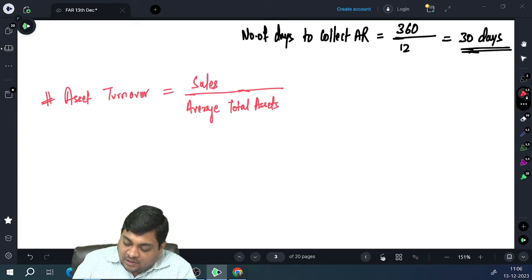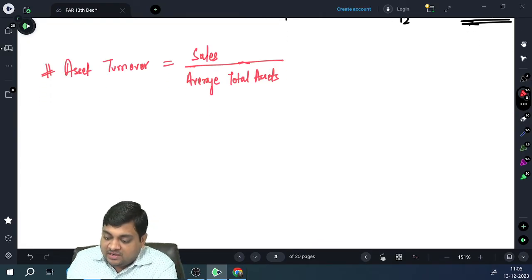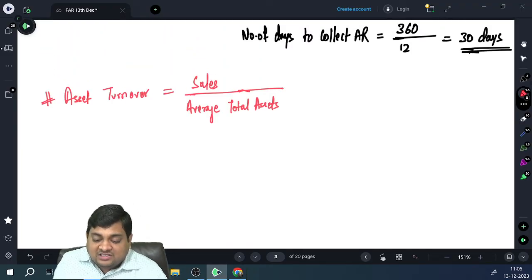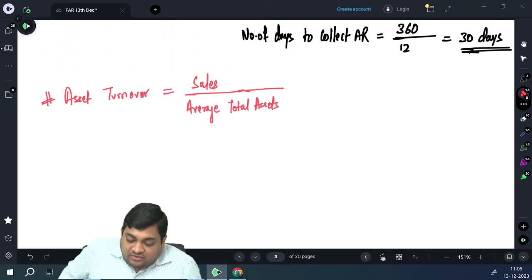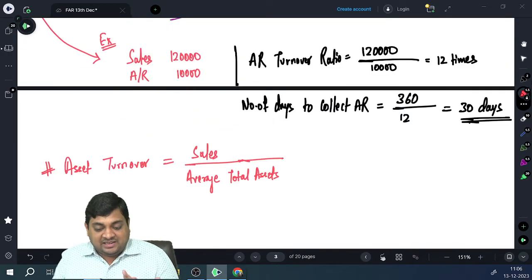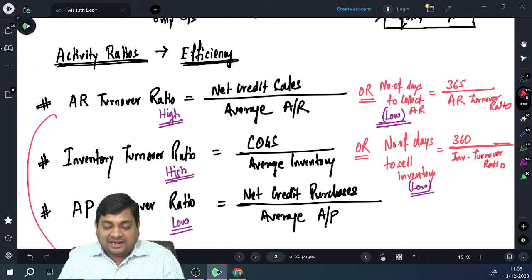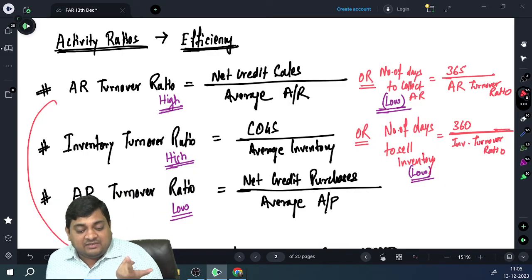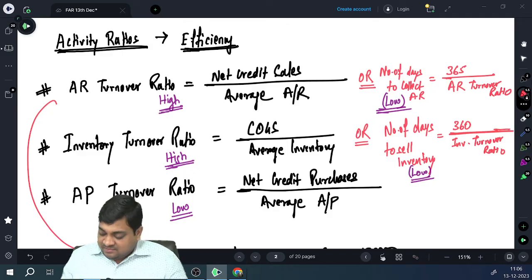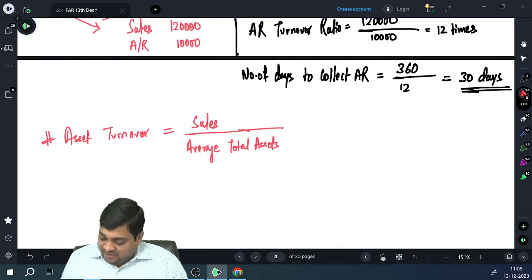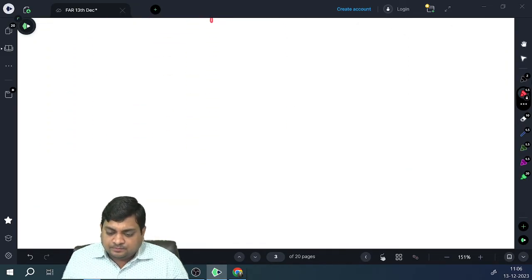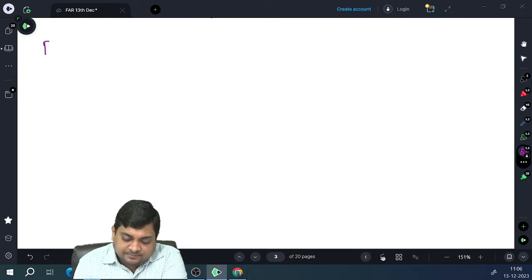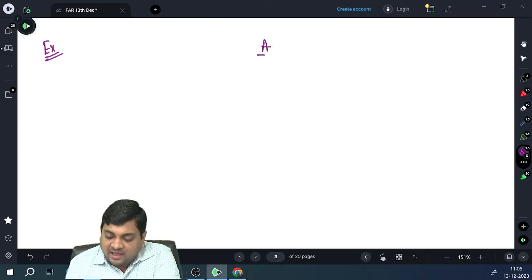Right. Now let me just give you an example so that we can establish some kind of relationship between activity and profitability. Like I told you, activity has a deep connection with liquidity. Now activity can be connected with profitability to give you some results. Let us see what kind of results we can get. Now suppose there are two companies, A and B.